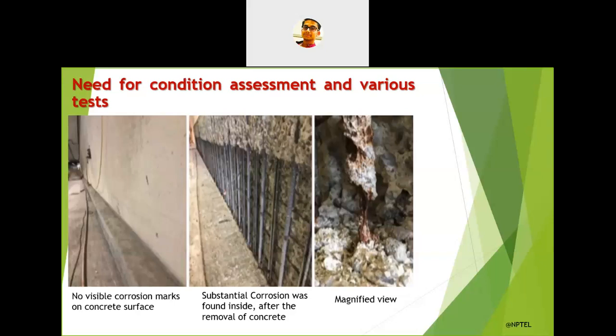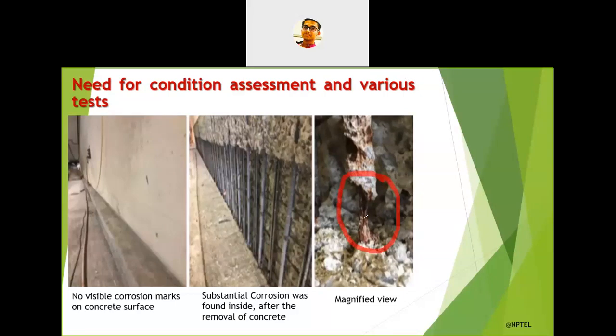But in this case you cannot see any stains of corrosion on the concrete surface, no markings, and not even cracks. But when the concrete was removed for assessment purposes, it was seen that there is some significant corrosion inside the concrete RC system. And in the picture on the right side, the magnified view, you can see that almost nothing is there in this part of the concrete. That's why I told you that chloride induced corrosion is quite dangerous.